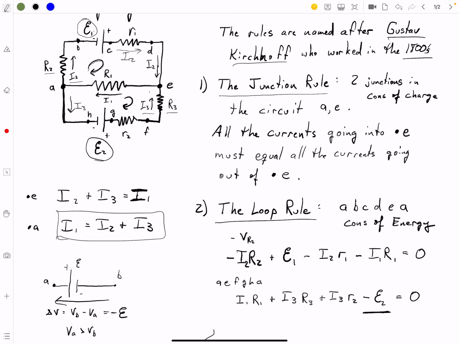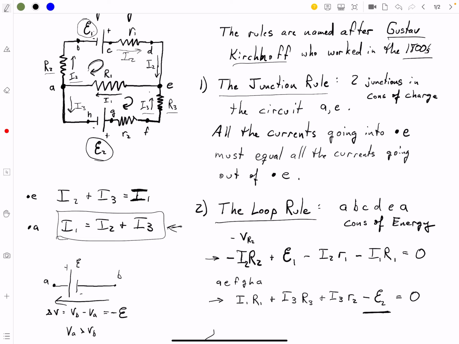So that's it. That's the basics. But if you notice, we just developed an equation. We've got this equation, we've got this equation. So that's 3 equations. And maybe we know all the resistances and all the EMFs, but we don't know any of the currents. We have 3 equations and 3 unknowns.